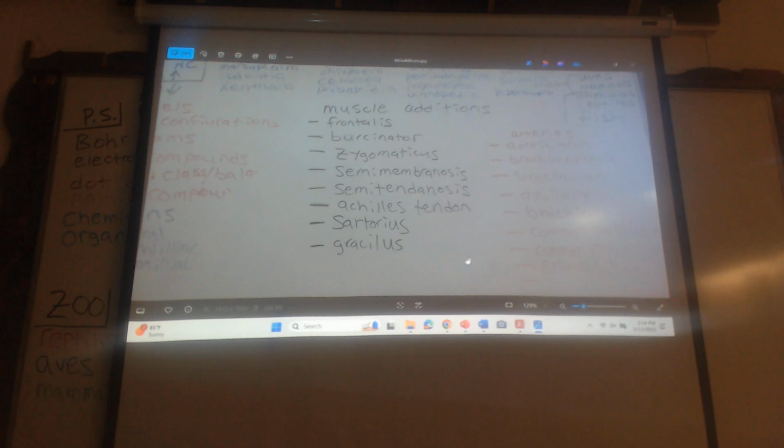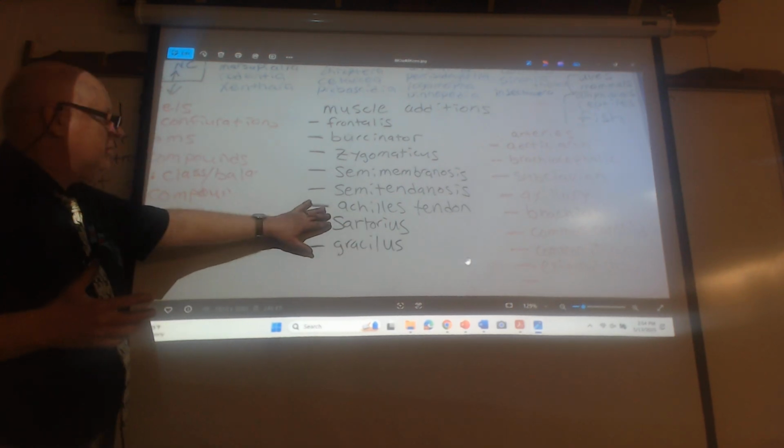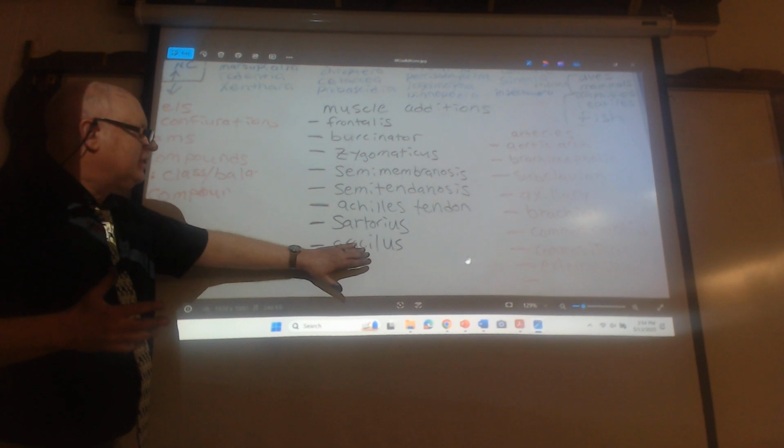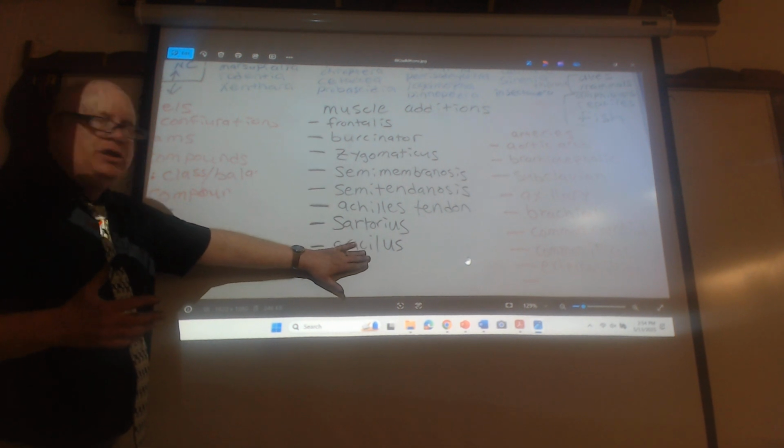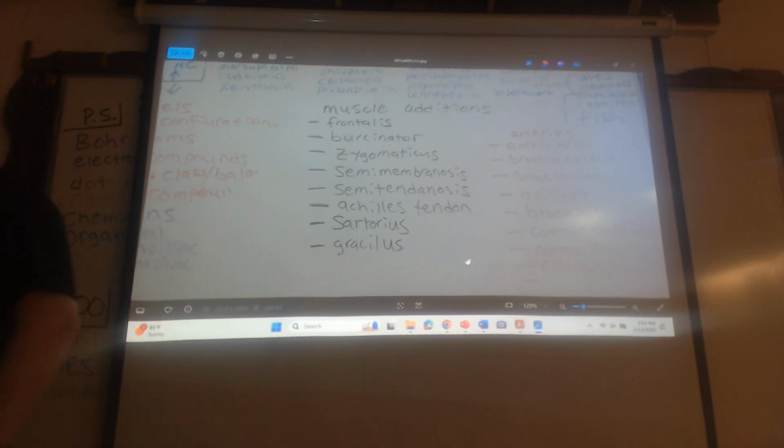Okay? And then sartorius, that's the longest muscle in the body. And then finally the gracilis. This, I'm presuming you can pull in an athletic event too. It's on the inside of your thigh. That's something we can go over at a later time. We went over these yesterday.